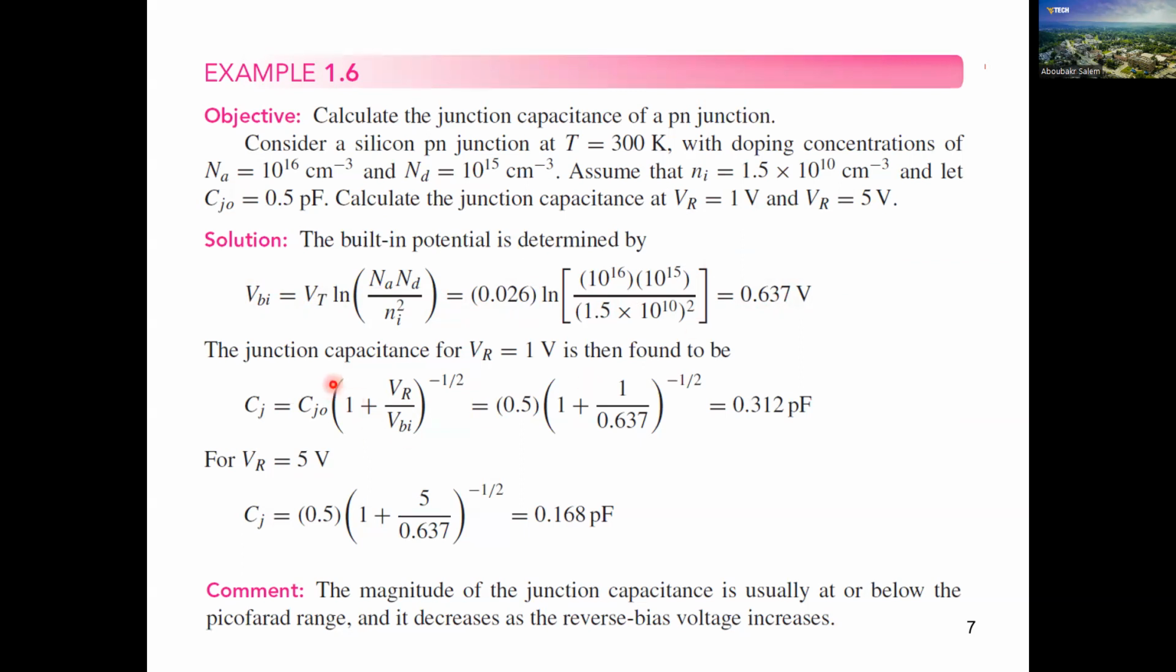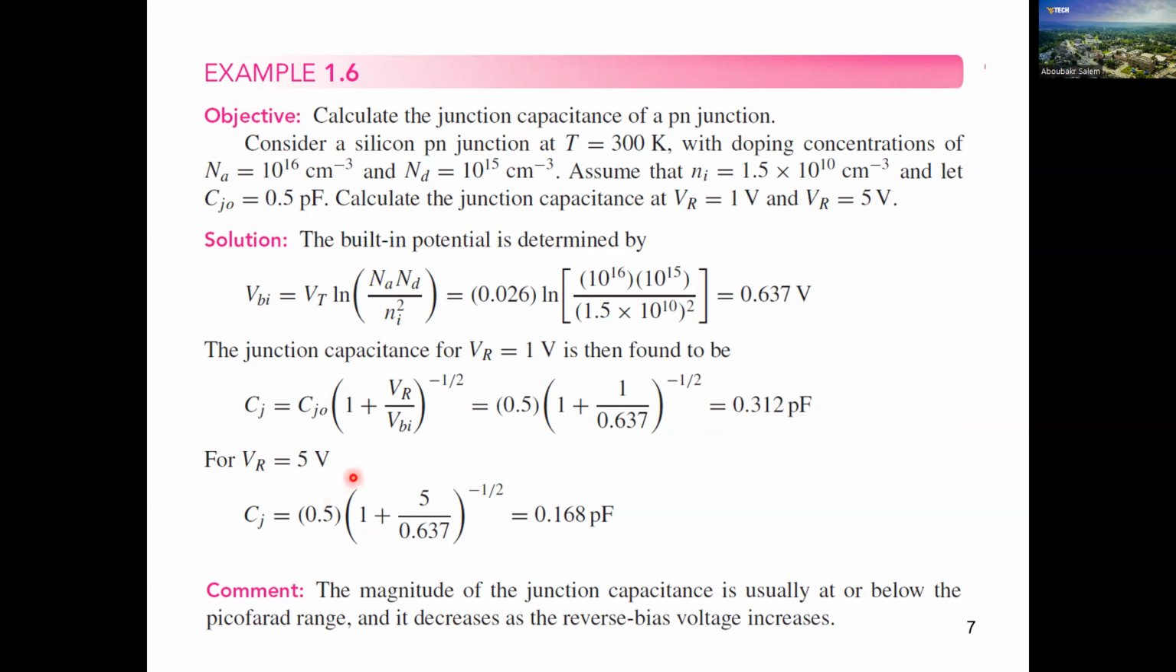And the junction capacitance for Vr equals 1 volt can be calculated as follows. So Cj0 is given as 0.5 picofarad. So we then multiply by 10 to the power minus 12 because we will get the value also in picofarad by the end. 1 plus Vr divided by Vbi. So Vr is 1 volt, Vbi is 0.637, under root 2. So this gives us the value of the capacitance. So the capacitance is 0.312 picofarad. So at 1 volt, the capacitance is 0.312 picofarad.